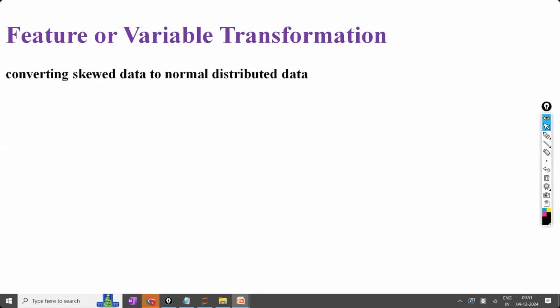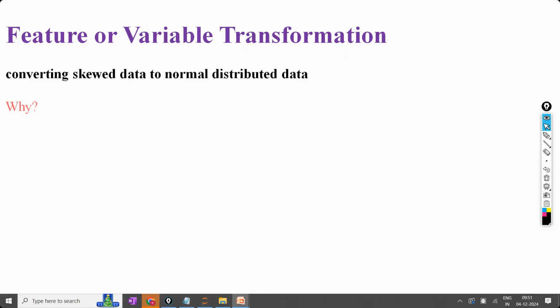Converting skewed data to normal distribution data is also called transformation: variable transformation, feature transformation or column transformation. Transforming means you are converting from one form to another. So feature transformation or variable transformation means converting skewed data to normally distributed data.